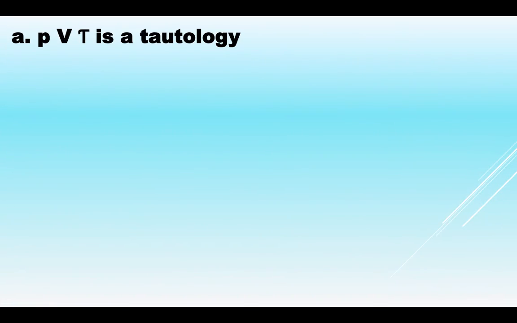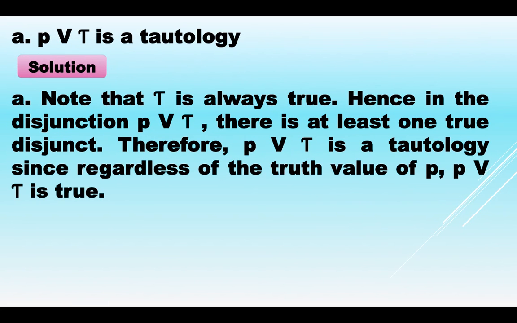Let's do number 1. Letter A, P disjunct T is a tautology. Solution: note that T is always true, right?